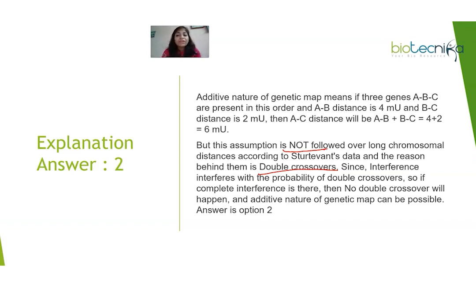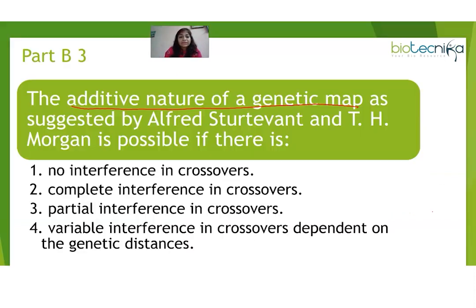Okay, and if there is no double crossover, then the additive nature of the genetic map can be possible. So the answer here will be option 2, complete interference. So the additive nature of the genetic map can be possible if there is complete interference in crossing over.